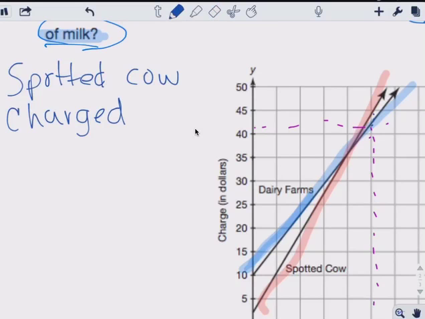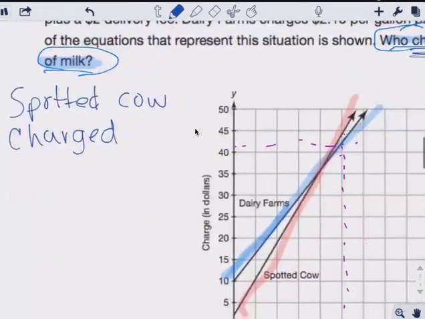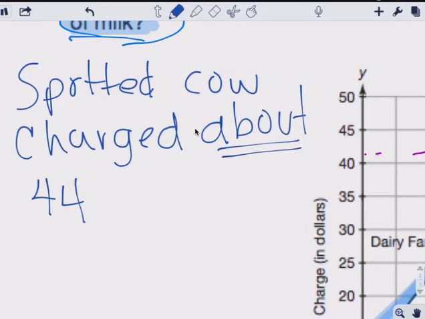Did we round it? No. Did we do the math to find the exact? No, because we didn't find the exact. We kind of guessed. If we didn't do the math to find the exact, we write the word about. You don't have to do the math. That's why there's graphs. Spotted Cow charge about $44 for 15 gallons of milk.